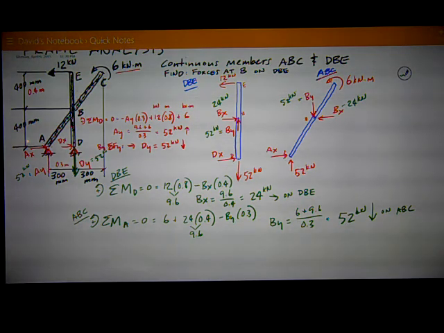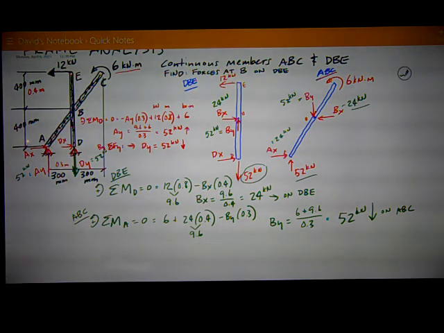Now I can check my work because I know these reactions. Just looking at ABC, I've got in the Y direction at the bottom 52 kilonewtons up, 52 kilonewtons down at BY, so that checks. If I wanted to solve for AX, it's going to be equal to the opposite, to the right, of this 24 kilonewtons from BX. So that's going to be equal to 24. And checking on DBE, I've got 52 down at D, and I've got BY that I calculated as 52 up. So that checks. Those two add up to 0.